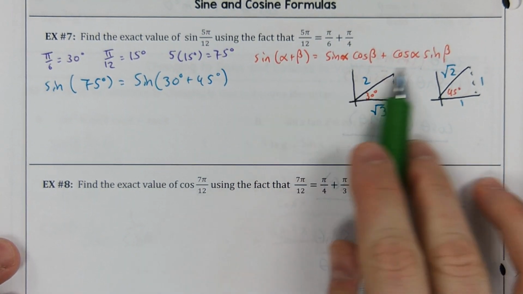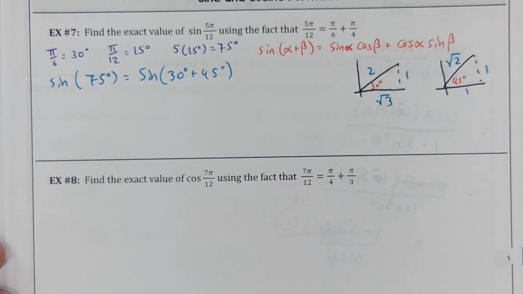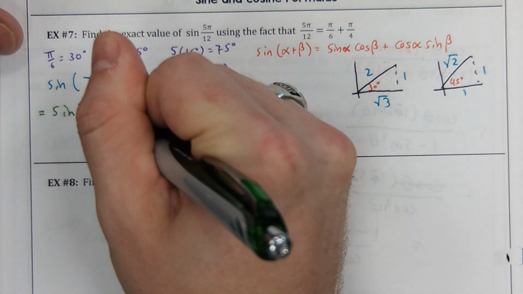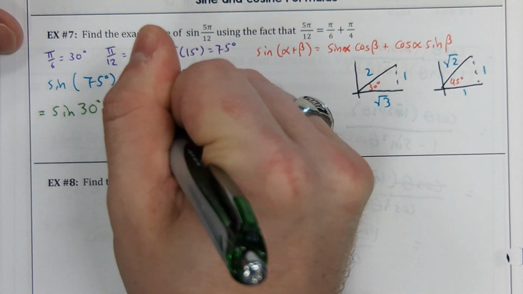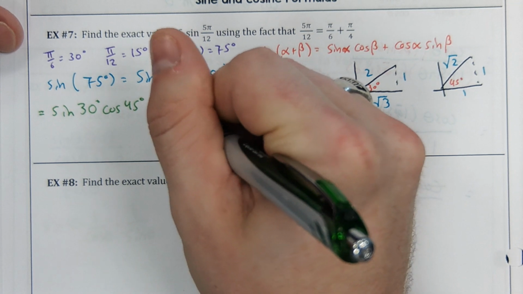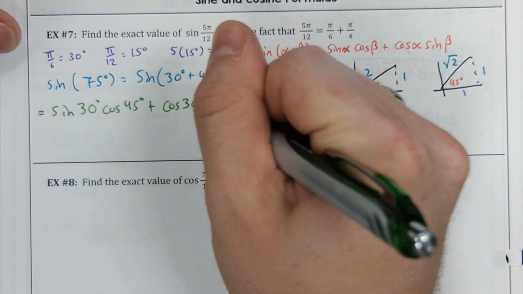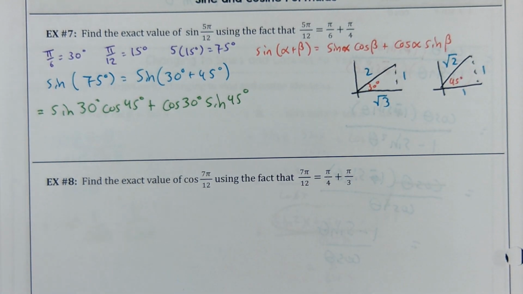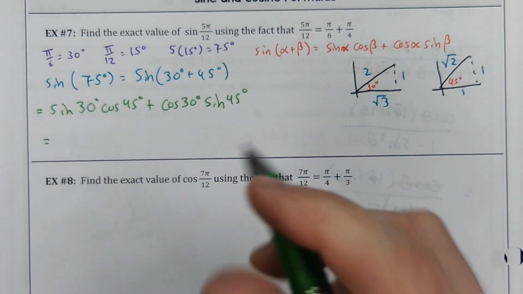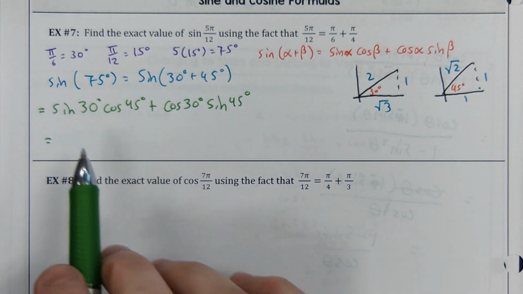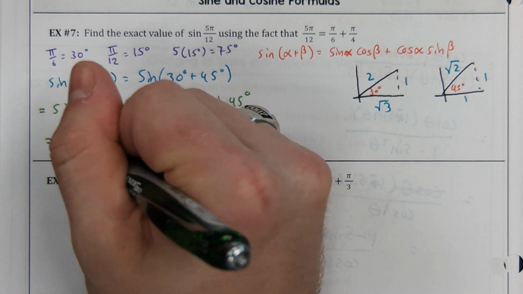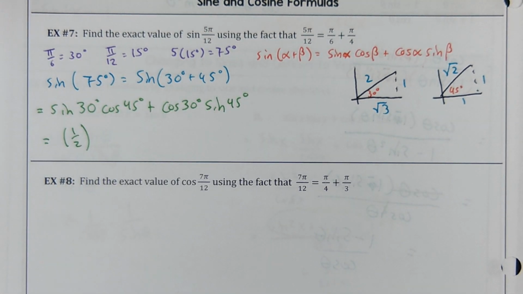So I'm going to write out my identity with my 30 degrees and my 45 degrees in it. Sine 30 degrees, cosine 45 degrees, same symbol, swap your trigs. Cosine 30 degrees times the sine of 45 degrees, and evaluate. Y over r at 30 degrees gives me 1/2. Cosine at 45 degrees is the same as sine at 45 degrees. It's going to be 1 over root 2.